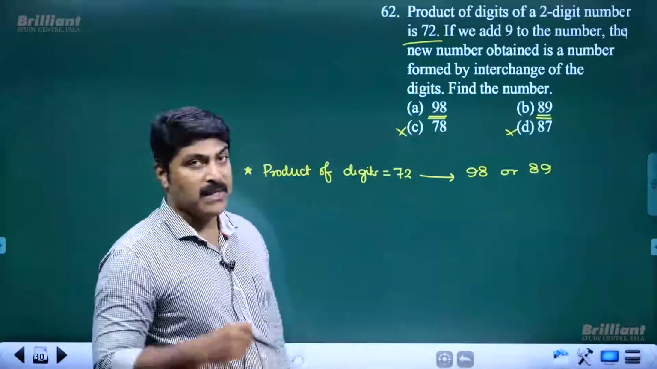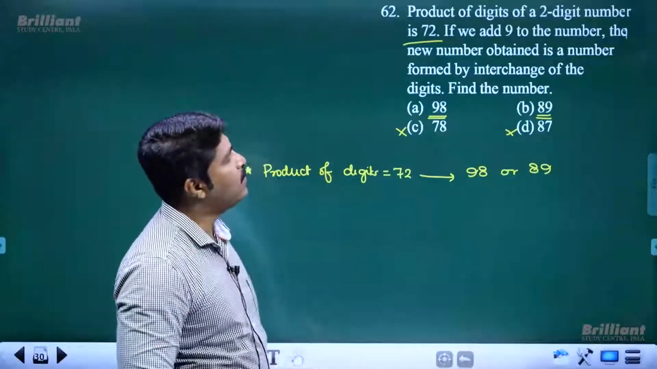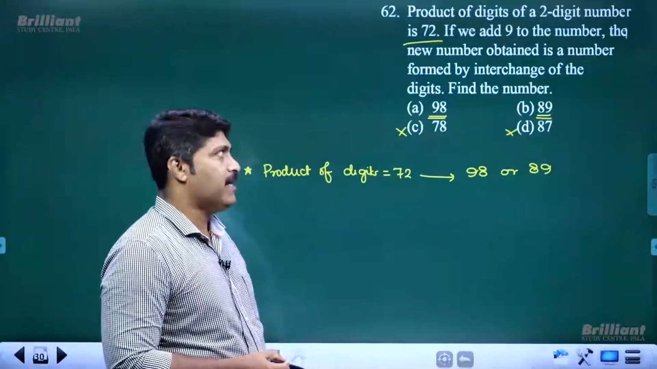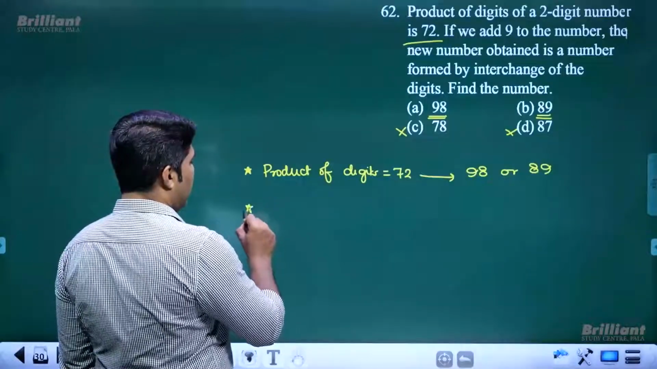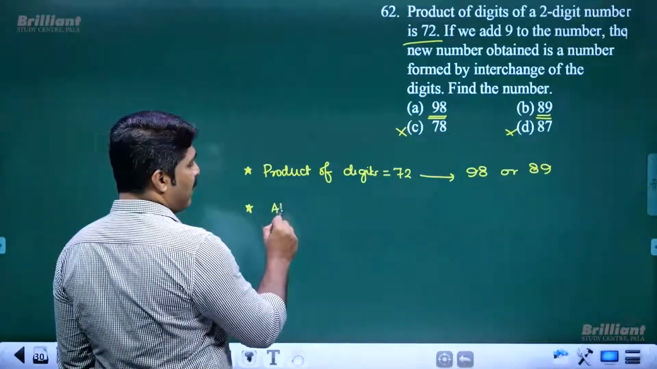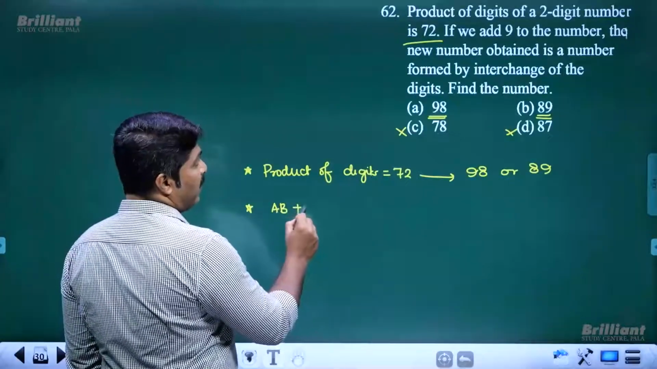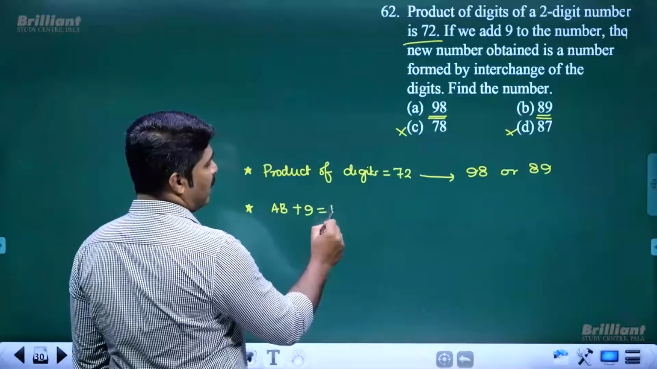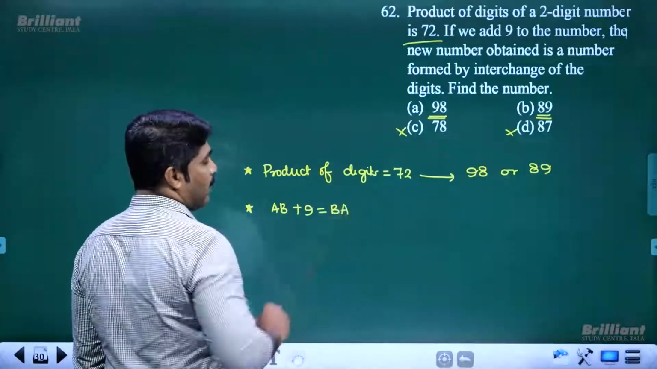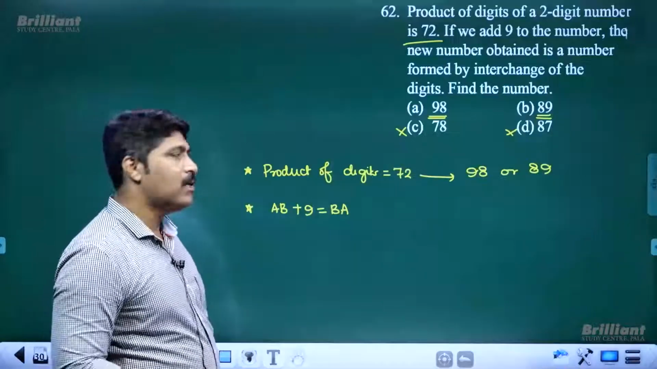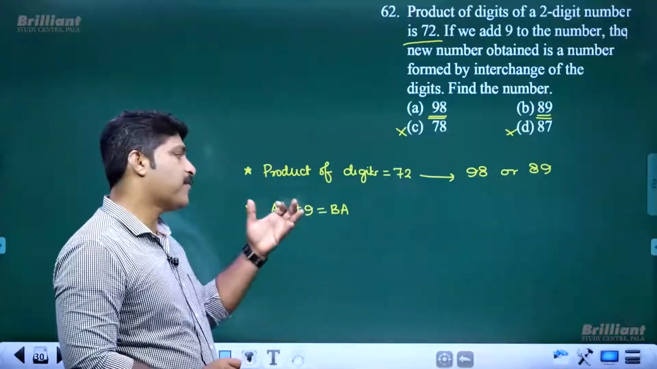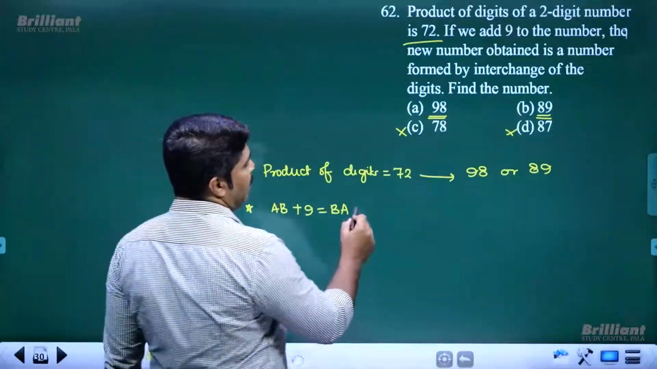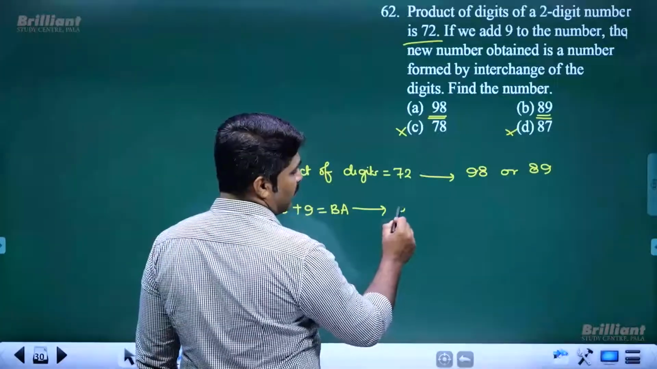Then we move to the second condition. When we add 9 to the number, the number obtained is a number formed by interchanging the digits. So suppose our number is AB, a 2-digit number. When we add 9 to this number, it will become BA. These are not actual algebraic operations, only for conveying the concept of what variation occurs in the number. So we verify which of these two numbers will satisfy this condition.